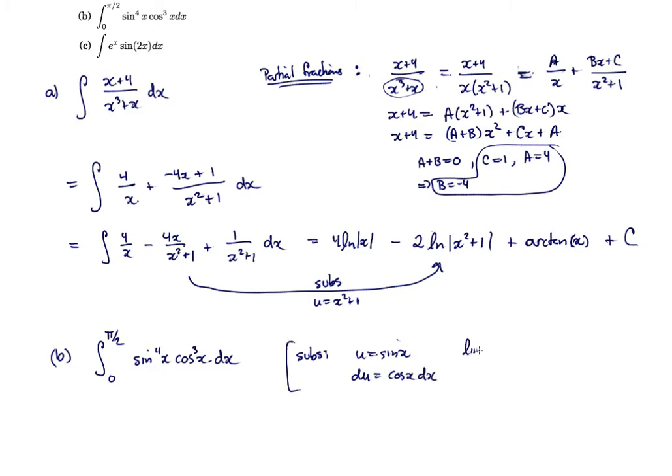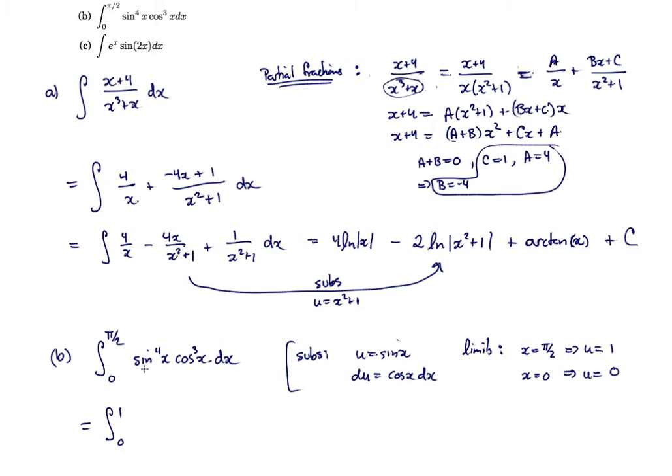Let's do the limits as well, since this is a definite integral. The original limits of integration were upper limit of pi by 2 and lower limit of 0. And in this case, the u value when x is pi by 2 is sine of pi by 2, which is 1. And when x is 0, u is sine of 0, which is 0. So this becomes the integral from 0 to 1.